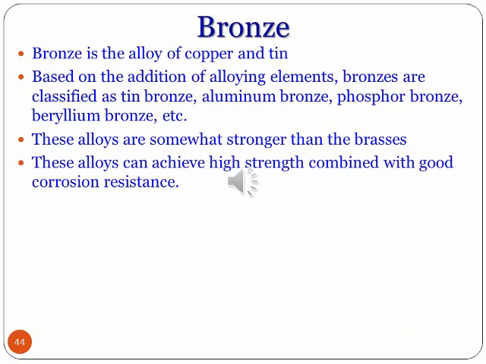The next is bronze. So bronze is the alloy of copper and tin. It is based on the addition of alloying elements. Bronzes are classified as tin bronze, aluminum bronze, phosphor bronze, beryllium bronze, etc. So these alloys are somewhat stronger than the brass, and these alloys can achieve high strength combined with good corrosion resistance. So it is basically an alloy of copper and tin.